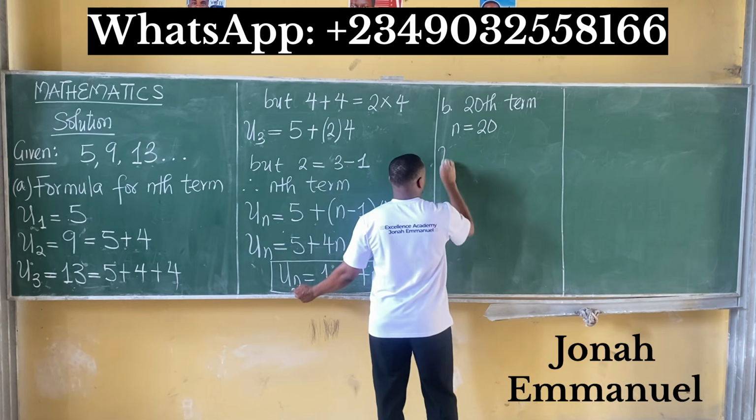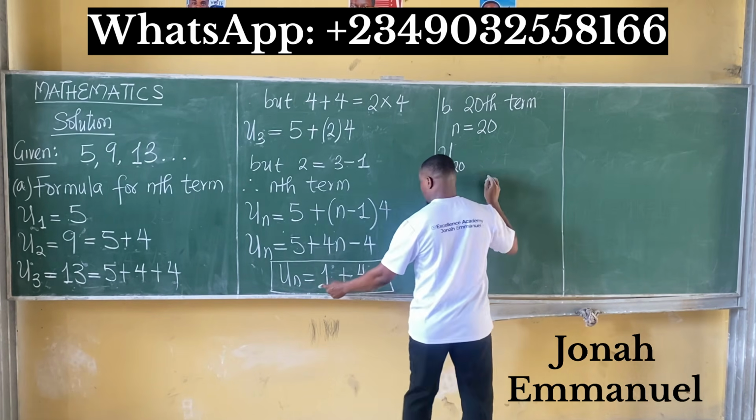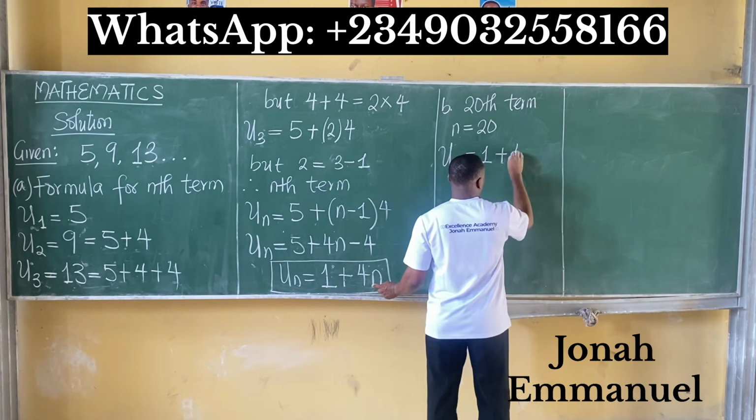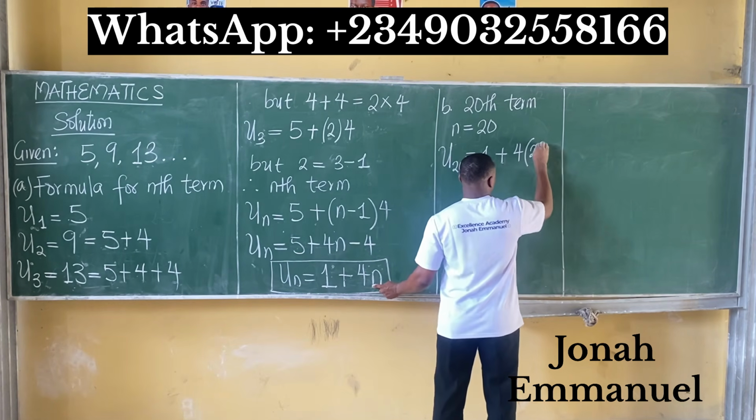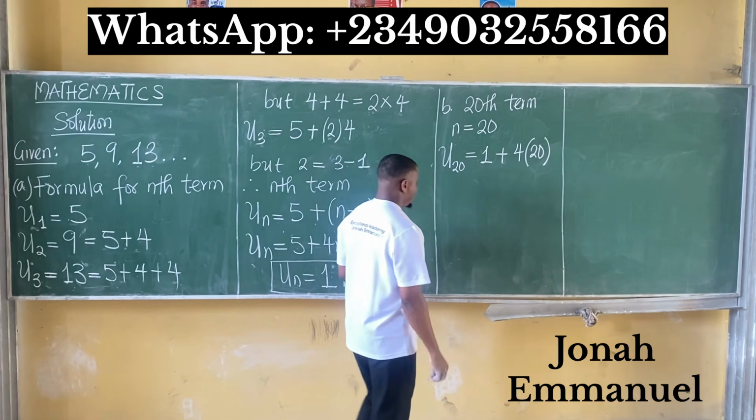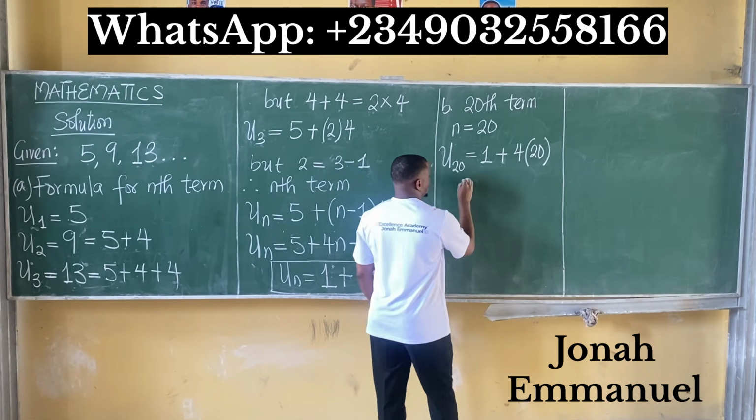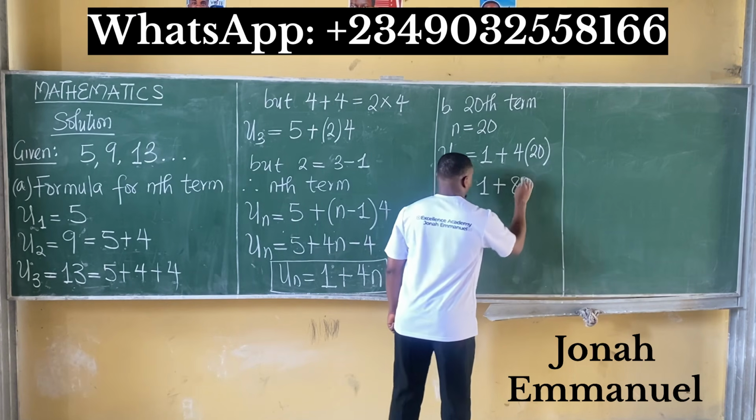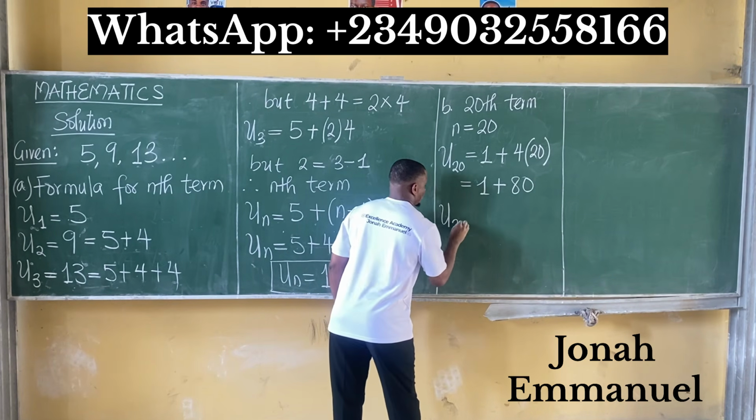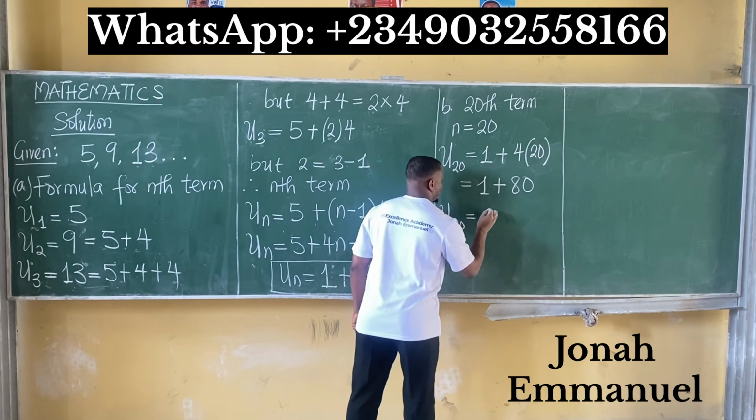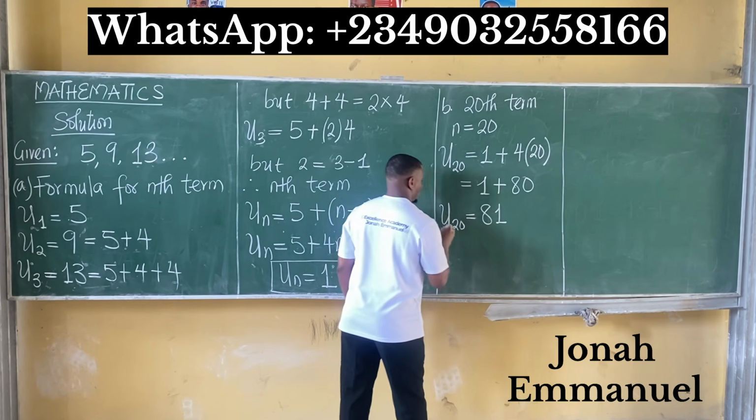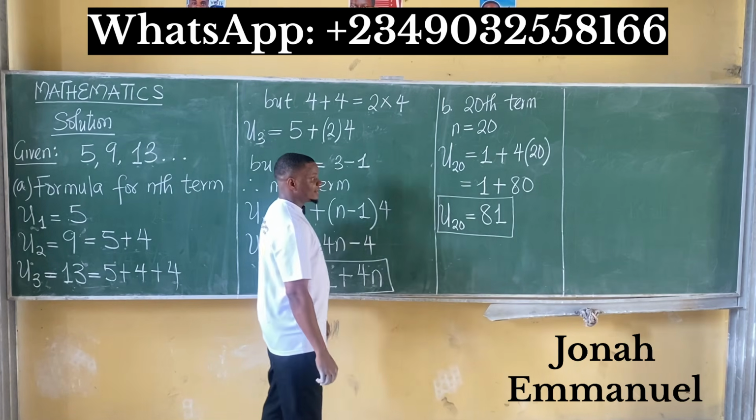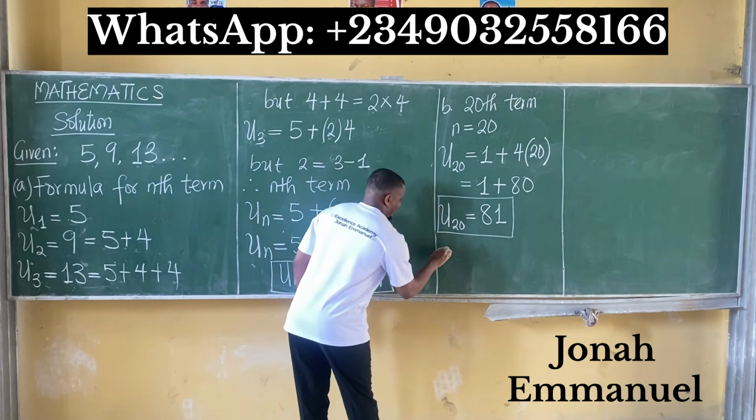u20 is equal to 1 plus 4 times n, where n is 20. So 1 plus 4 times 20, and this is equal to 1 plus 80. So u20 is equal to 1 plus 80, which gives you 81. In essence, the 20th term is 81. So that's it. Let's solve part C of this question.